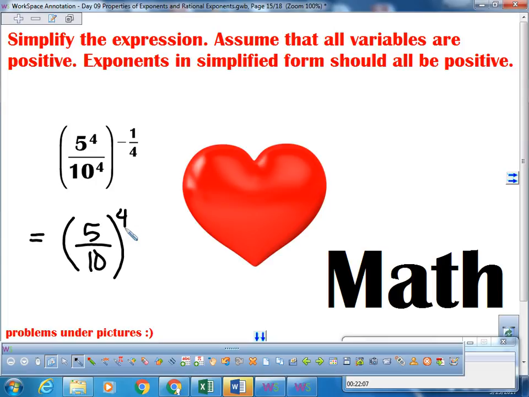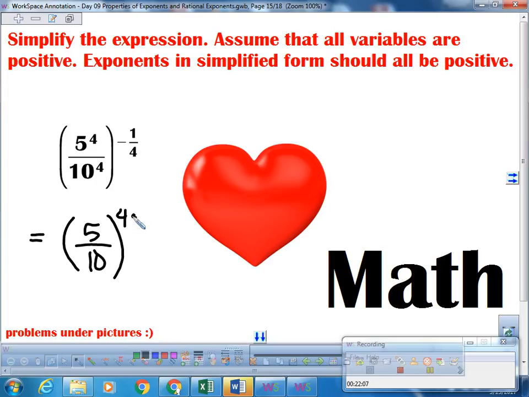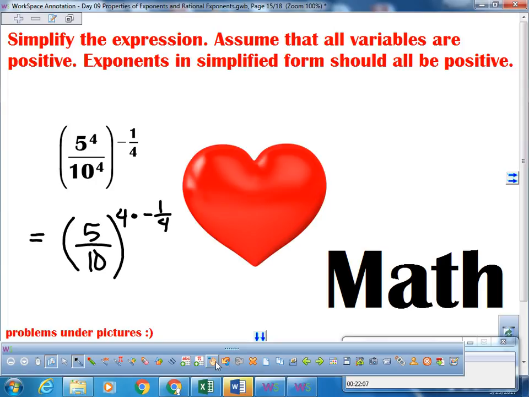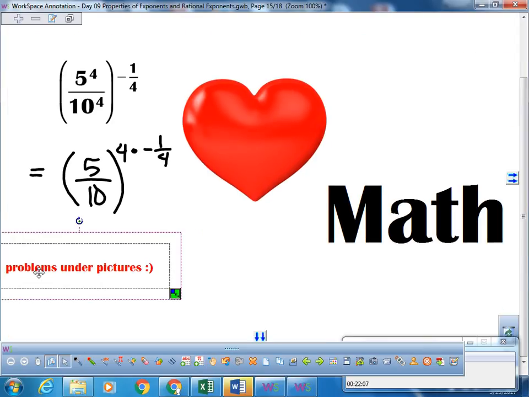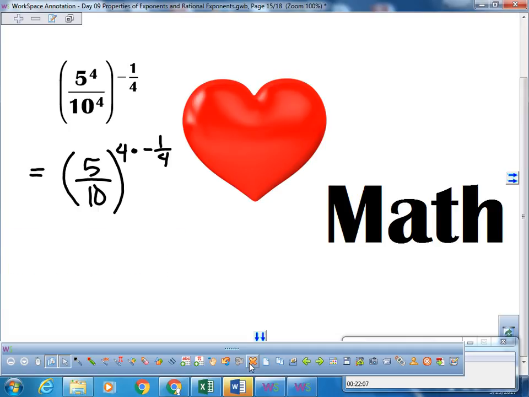Why not? If I had this, wouldn't that mean 5 to the 4th, 10 to the 4th? So couldn't I do the reverse? I haven't finished yet. This times negative 1/4. Let's see here. Okay, wait for it. I'm not done. That's my note to the teachers.